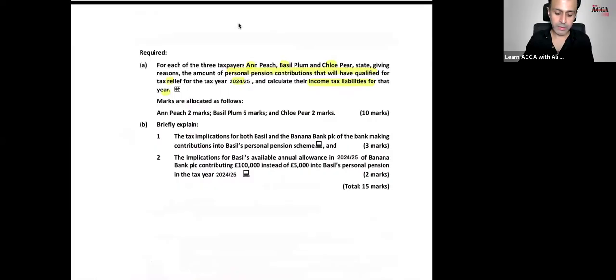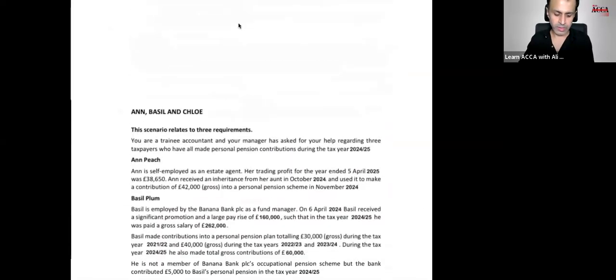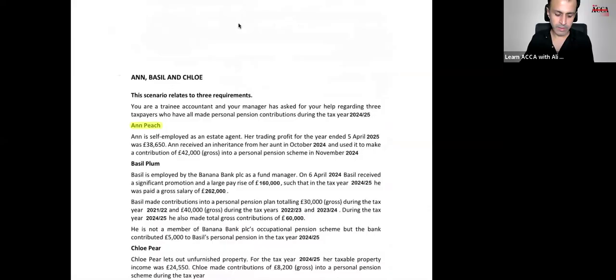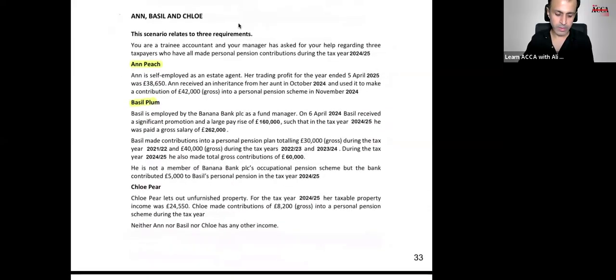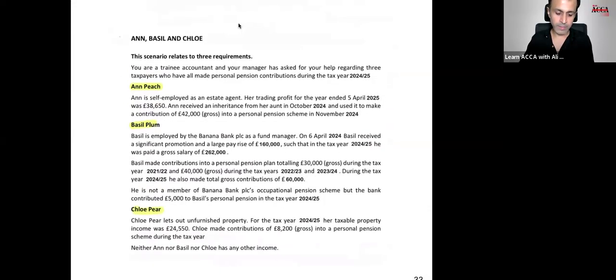Tax implications for both Basil and Banana Weeks PLC for making the contributions into Basil's personal pension scheme. Implications of Basil's available annual allowance, contributing £1,000 instead of 5 into Basil's personal pension scheme. So we will look into this in a while. We have got 3 persons involved, Peach, Basil, Plum, and Clove. You are a trainee accountant, and you are asked by your manager in regards to 3 of those taxpayers who have made PPS contributions. So this question is solely focusing on PPS.